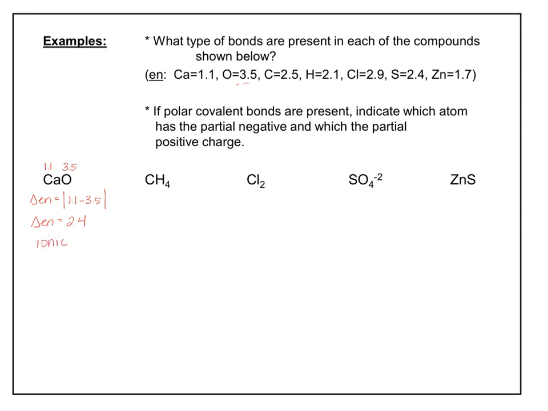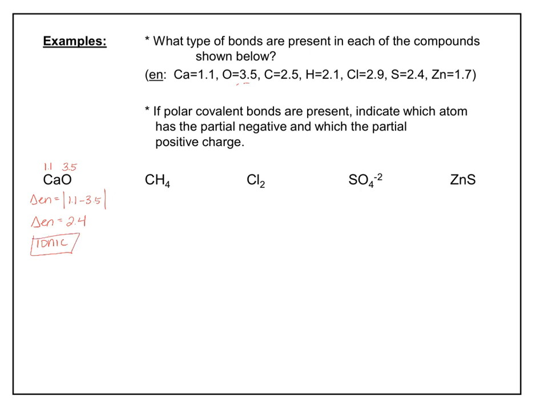Now hopefully, when you started this exercise and you saw calcium oxide, I hope you were initially thinking, oh, that's got to be ionic. Calcium is a metal, oxygen is a nonmetal. And you are correct. It is an ionic bond.